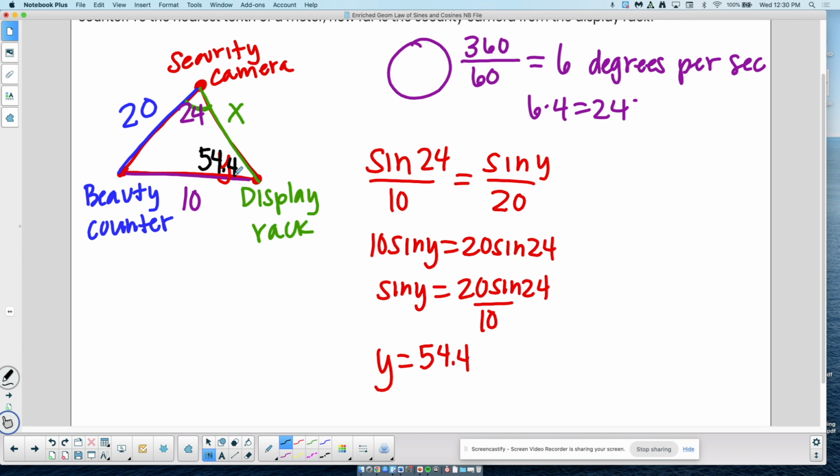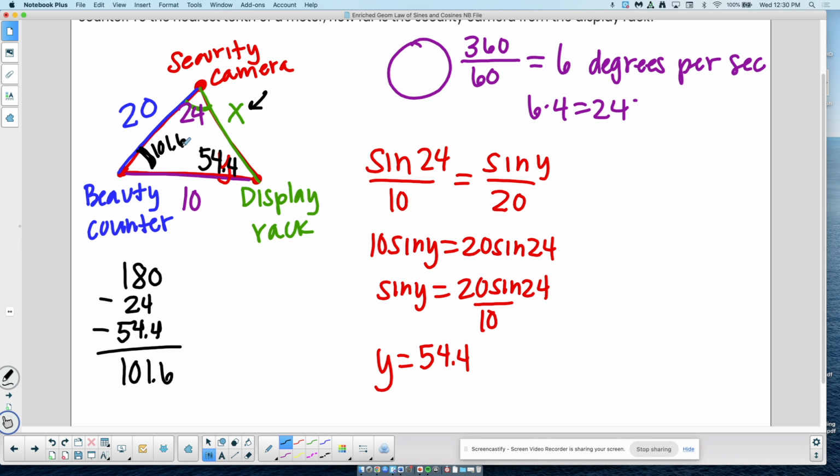Now we can easily find our missing angle here, so we can find x. So remember, in a triangle, there's 180 degrees, so 180 minus 24 minus 54.4, and we get 101.6.